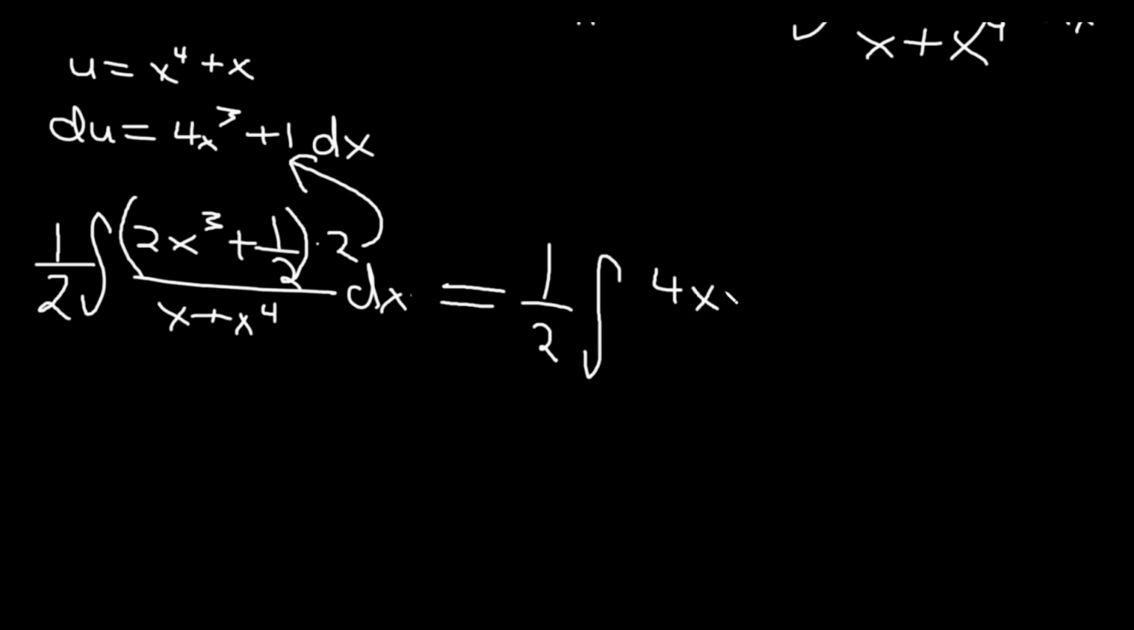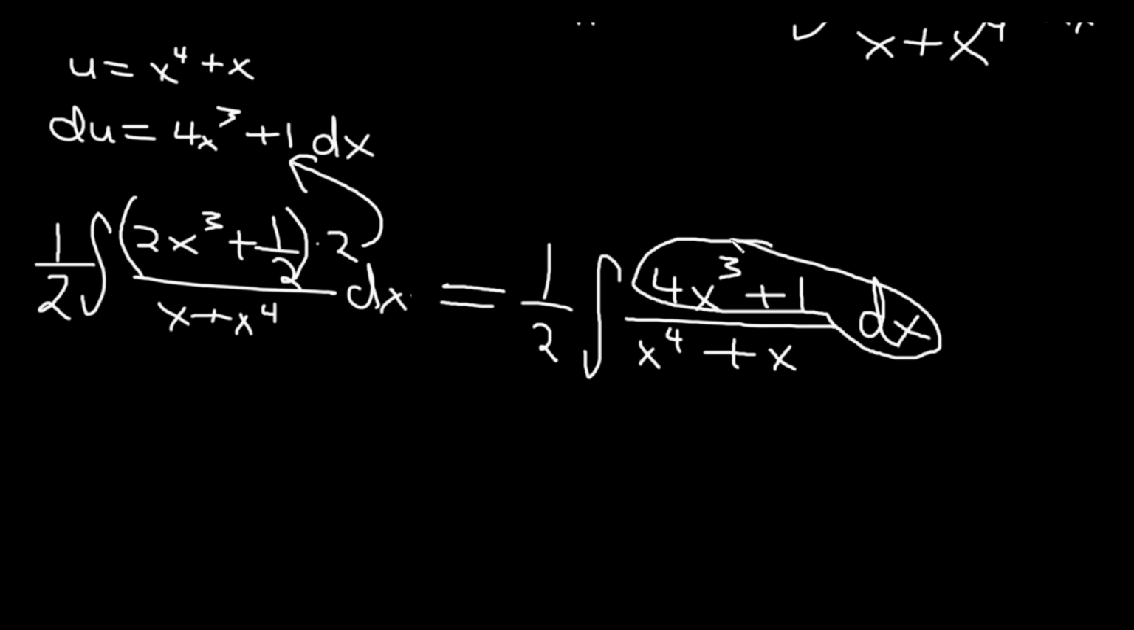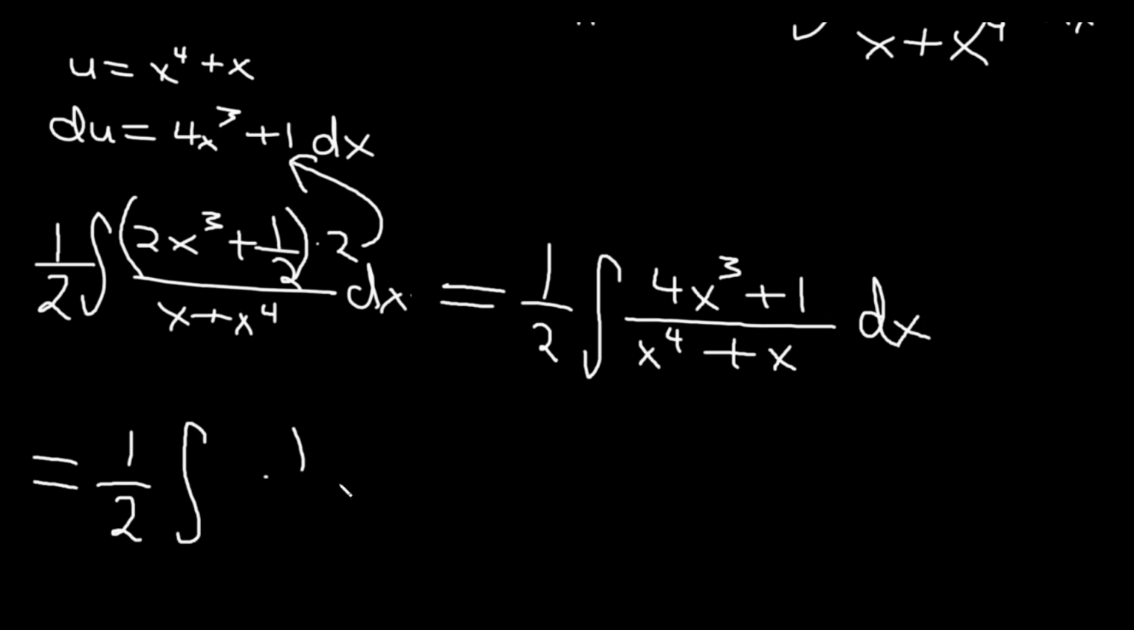So now we have 1/2 times the integral of 4x to the 3rd power plus 1 over x to the 4th power plus x. We just switch these x terms around. And then dx. Now if we let u equal x to the 4th power plus x, we see that what we have here in the numerator is just du. So let's write that down. This is just 1/2 times the integral of 1 over u du. So this was du, this was u.